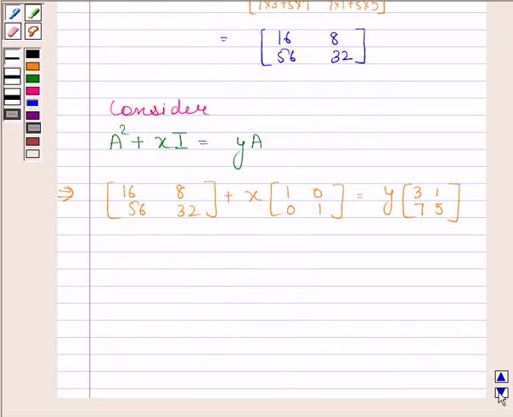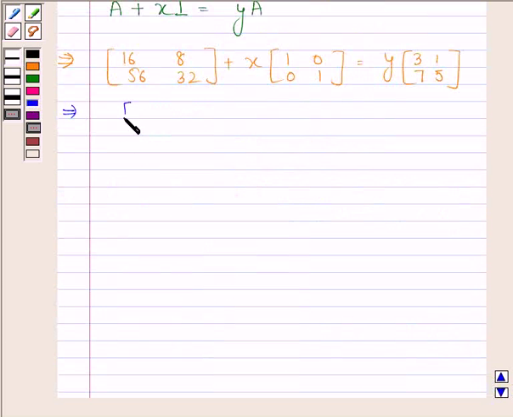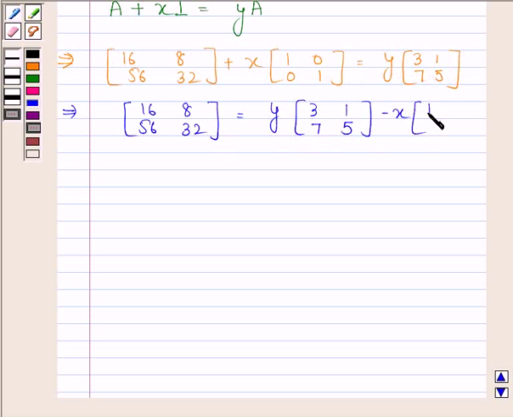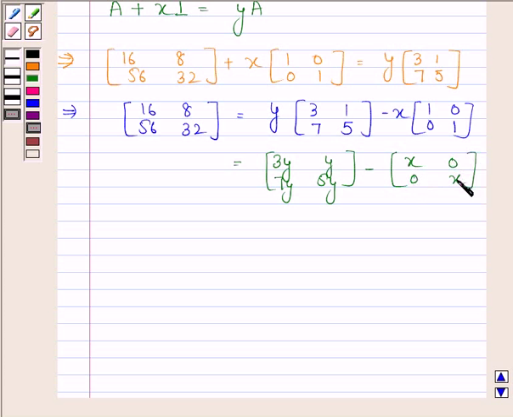Now this implies this matrix is equal to Y into this matrix minus X into unit matrix. Now this is equal to, we will now multiply all elements of this matrix by Y. So we have 3Y, Y, 7Y, 5Y, minus. Now multiply all the elements of this matrix by X. So we have X, 0, 0, X.